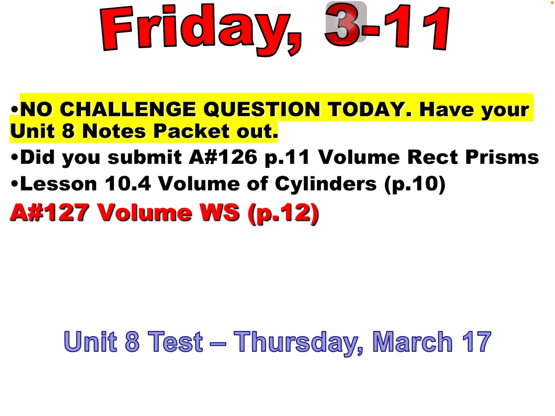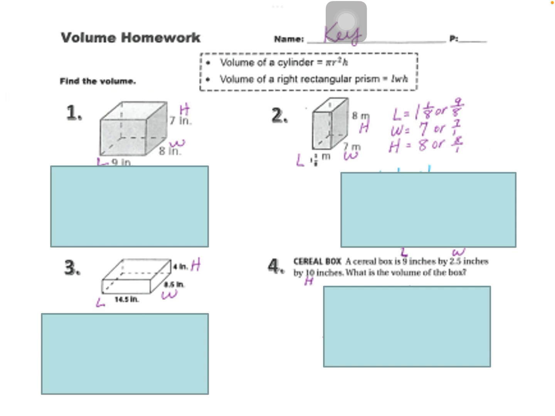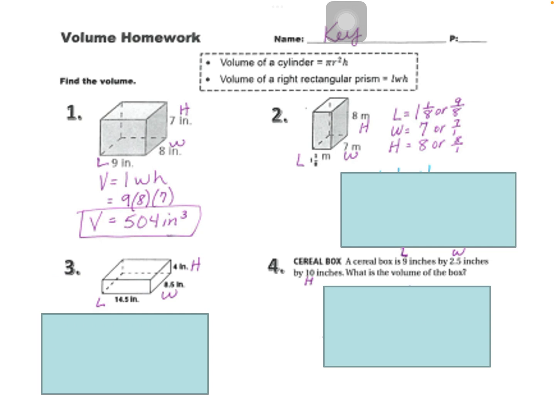Have page 126 out, and that is page 11 in your packet, and we're going to go ahead and go over those answers. So really quick, homework for rectangular prisms, volume formula is length times width times height. So as we look at number 1, your answer should be 504 inches cubed. Make sure that you have the correct label on yours. Remember, you guys can pause the video as you grade if you need to.